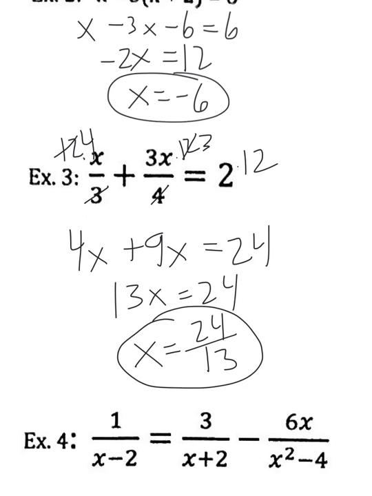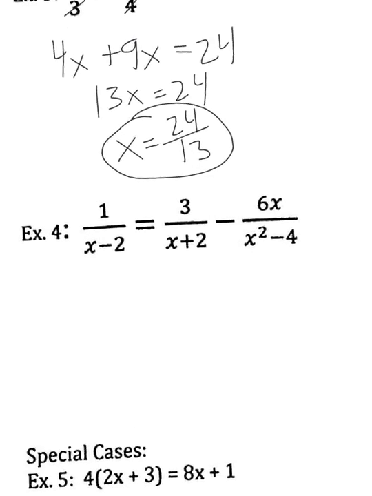So again, to repeat that process, you're finding what the common denominator would be, and then multiply everything by that common denominator. So let's take a look at a little harder one with fractions down here.